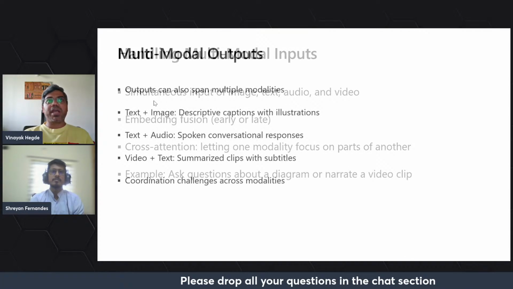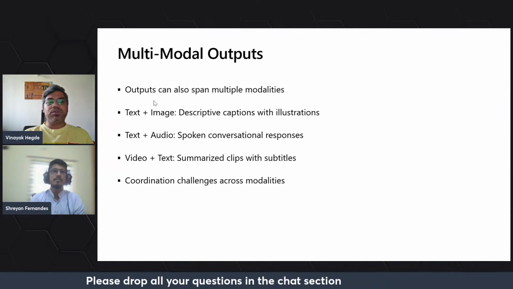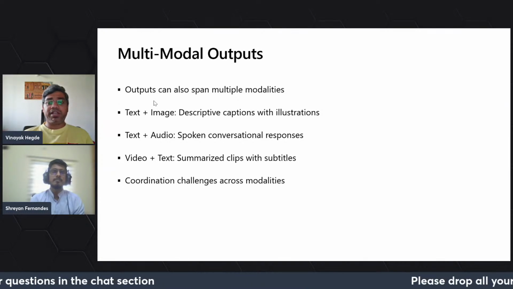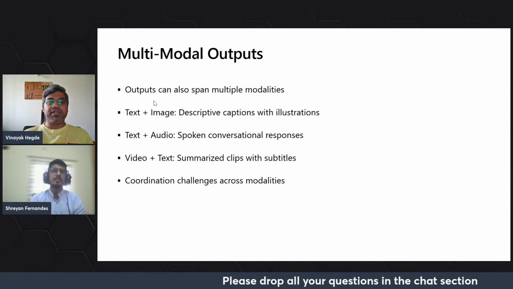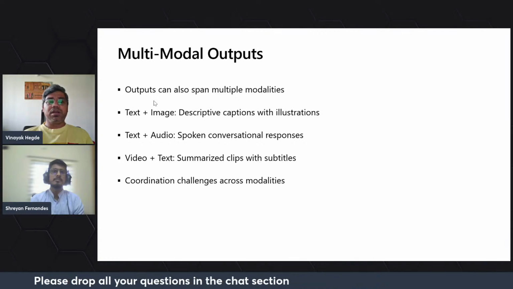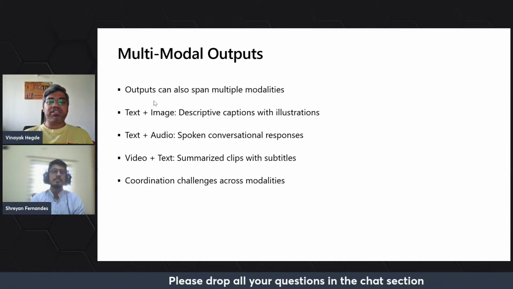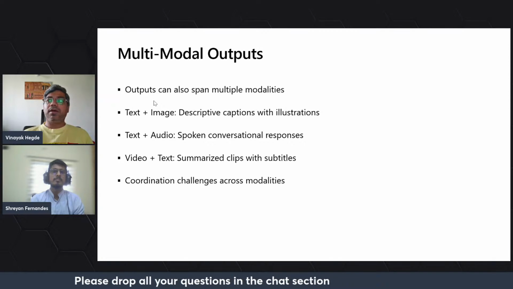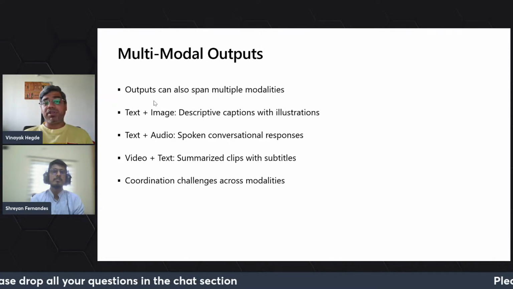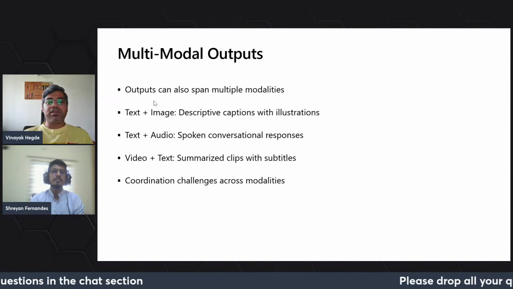Similarly, the output can also span multiple modalities. You can have text plus image: you generate an image or illustration, and you can also generate the caption. This is especially true if you are using it for accessibility. You also have cases with text plus audio, so you can have spoken conversational responses. A good example of this is podcasts. I can extract specific key points out of the podcast, or if you're doing a Teams call, you can summarize the action items from that.